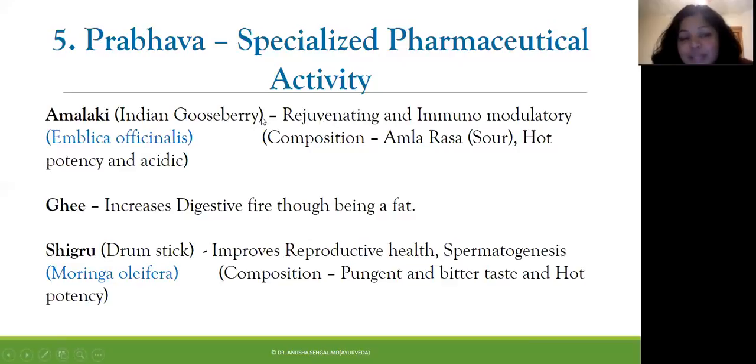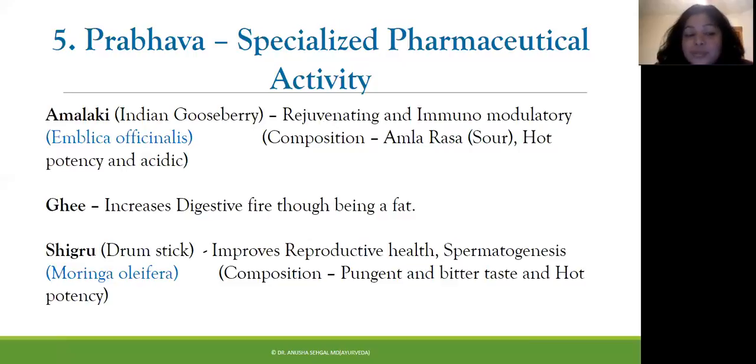But in this instance, amlaki has the prabhava, or the specialized quality, of still being very nourishing, being an immunomodulator, and helping increase the ojas in the body. Okay, so that's what we mean by a specialized pharmaceutical activity.